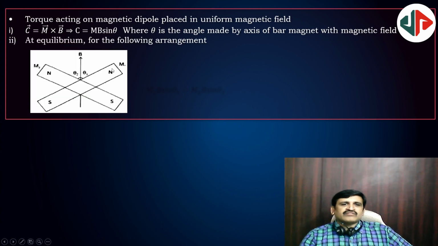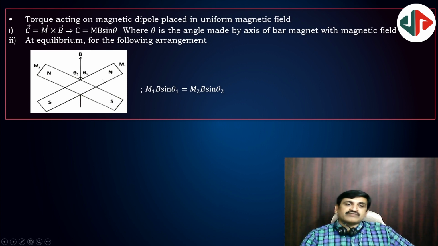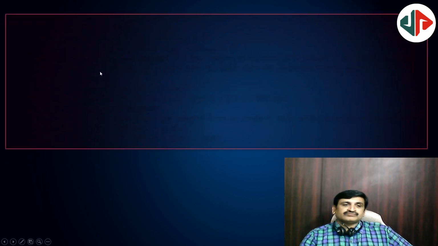At equilibrium for the following arrangement, with M1, M2 and angle theta, M1 B sin theta 1 is equal to M2 B sin theta 2. Theta 1 is with one of the magnets, theta 2 is with the other magnet. When combined magnets are suspended in a magnetic field B, they will come to a resultant position such that theta 1 is with M1, and theta 2 is with the other one.